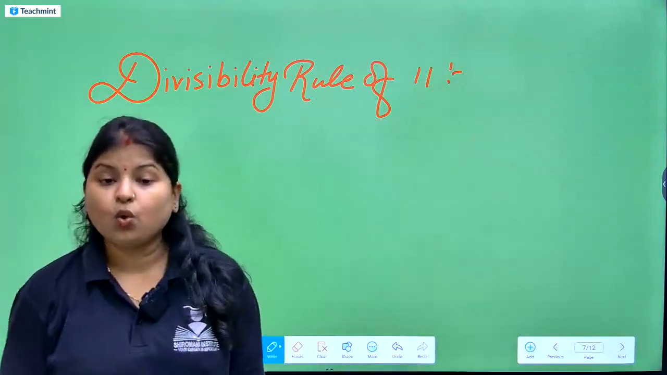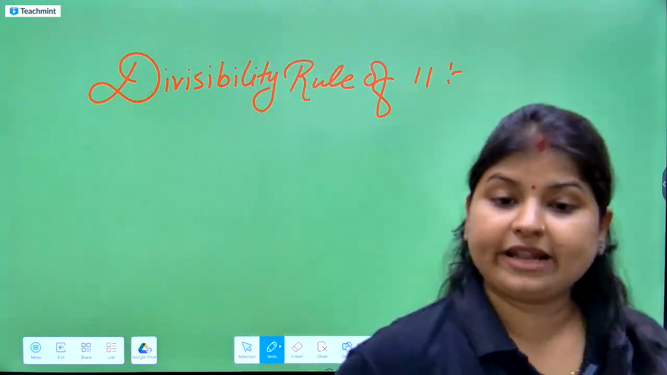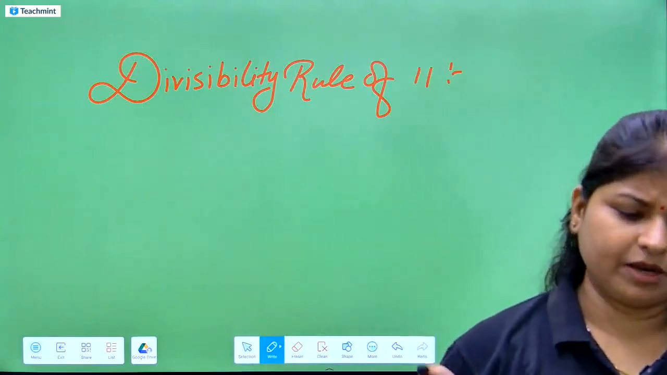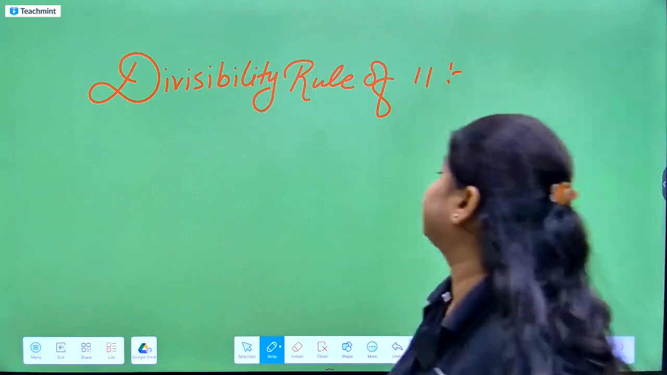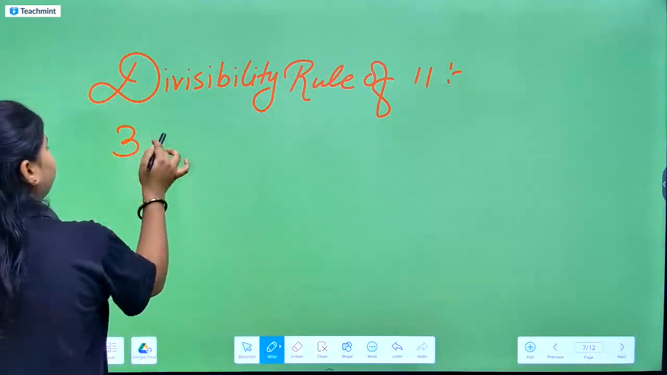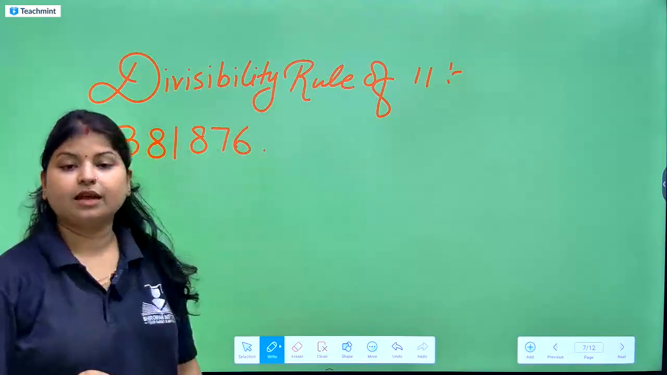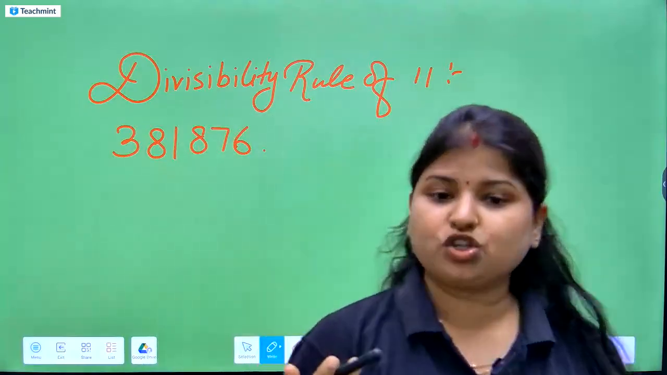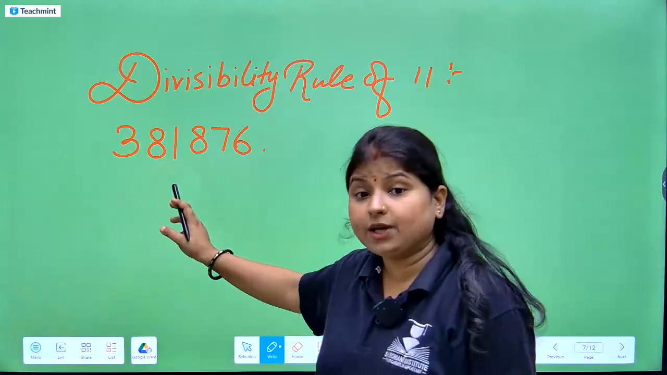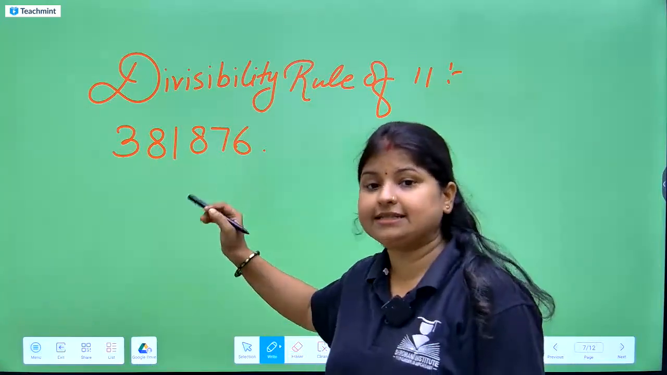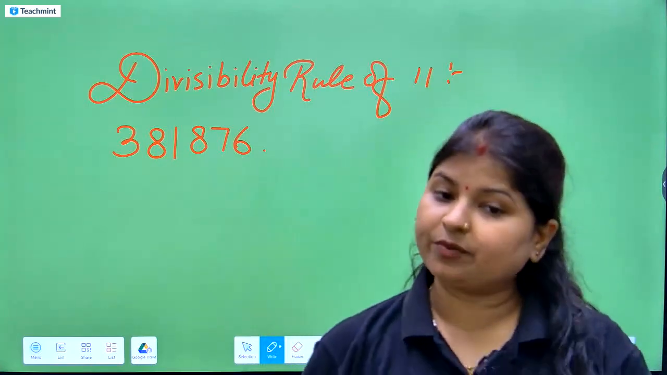Okay, so what does the divisibility rule of 11 say? It says that whatever the number is, let me take any number from the book: 381876. Now the question asks, is this 3,81,876 divisible by 11 or not? So how will you find out, beta?